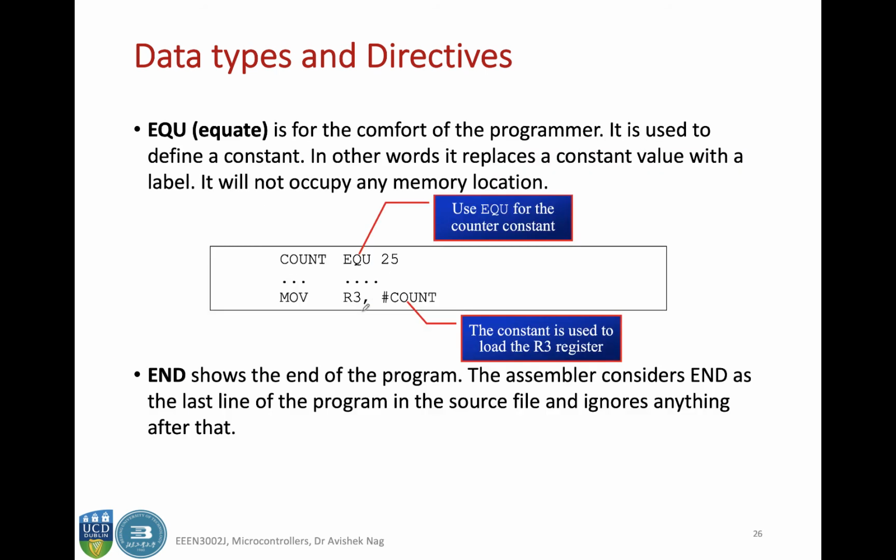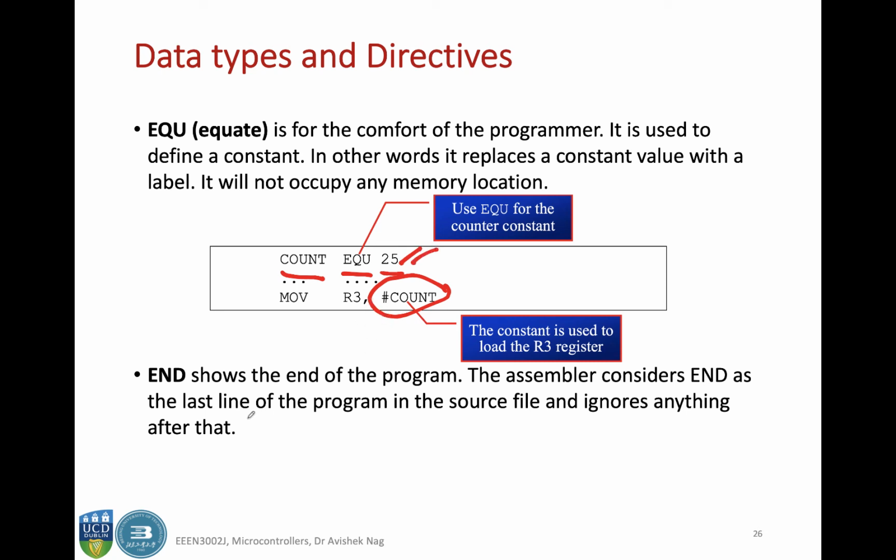Then you can have this EQU directive. This is for the comfort of the programmer. It is used to define a constant. So you can define a constant like, let's say, count, which is equal to 25, and then you can use these constants multiple times in your code. If you're writing a large code, it is good practice to define some constants at the beginning and then use them in the code.